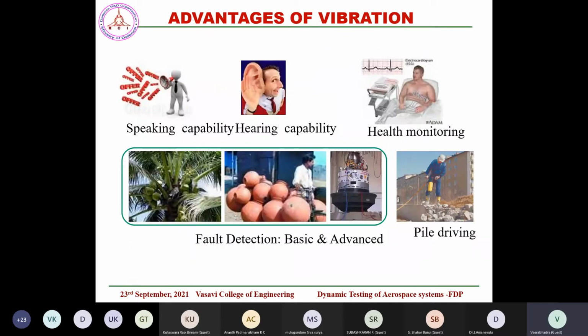So vibration not only poses disadvantages, it has some advantages. Like we are able to hear each other due to the oscillations of the sound waves. It is also widely used in diagnostics, health monitoring and other condition monitoring applications. We also test systems now by imparting vibration. And even road braking, which we often see, is due to vibration only.